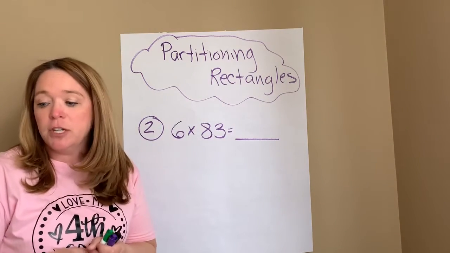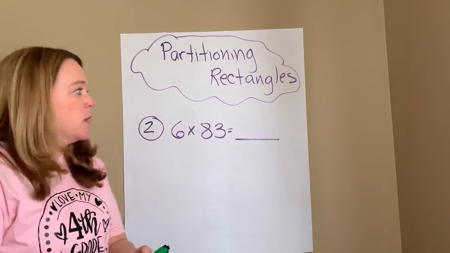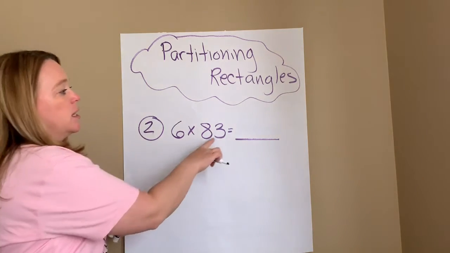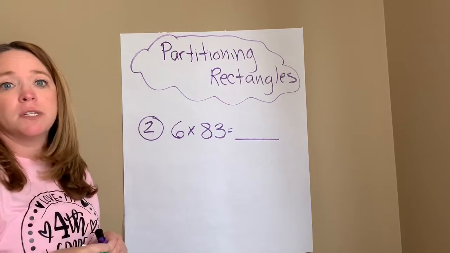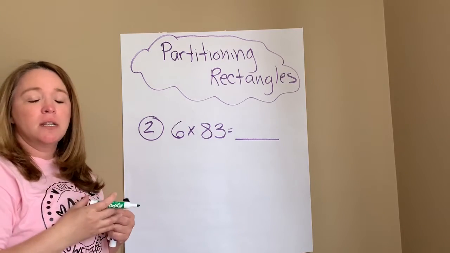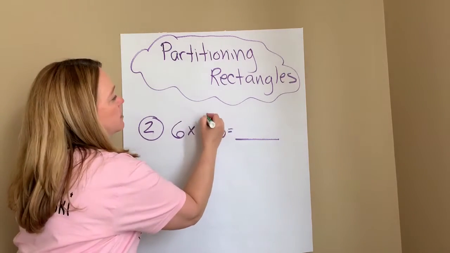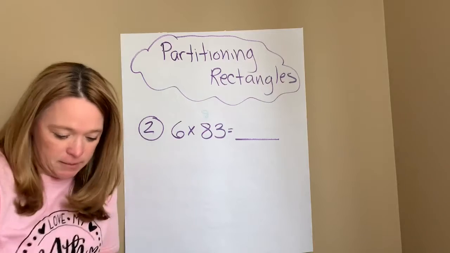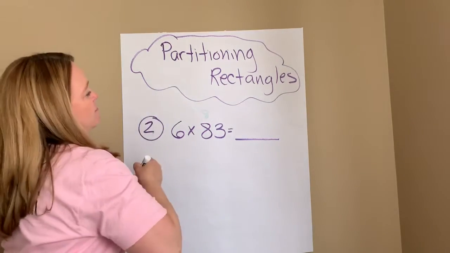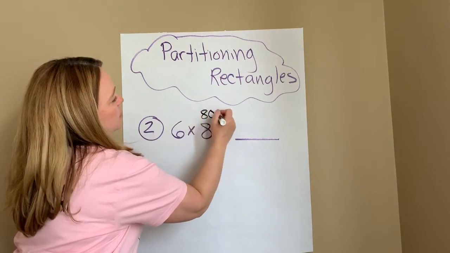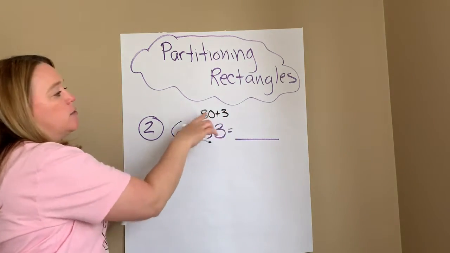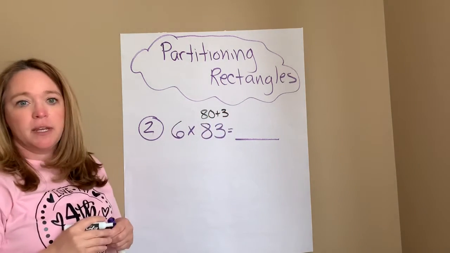And we talked about partitioning rectangles before. So the first thing we want to do is break 83 down. We want to decompose the number. If we think of how many tens and how many ones it has, it would look like this: 80 plus 3. And 83 and 80 plus 3 are the exact same thing.